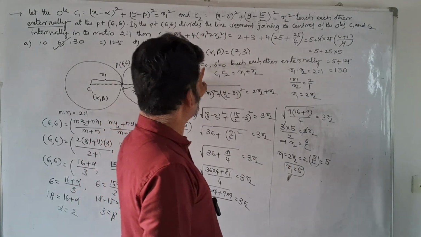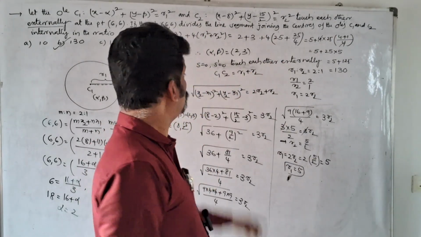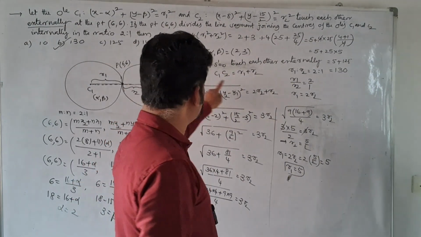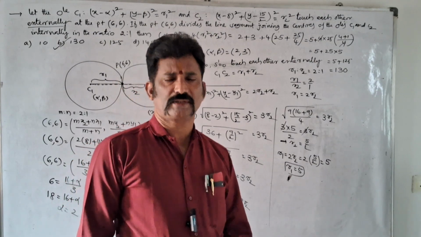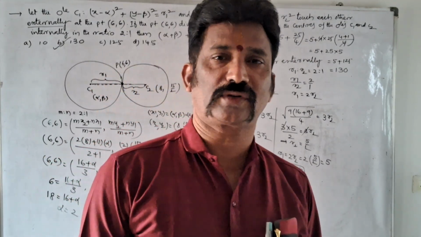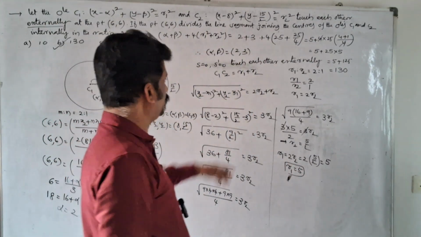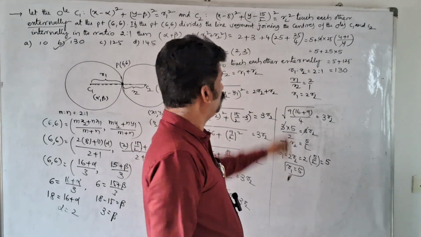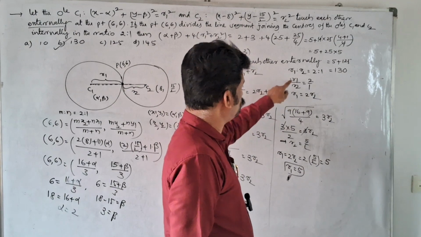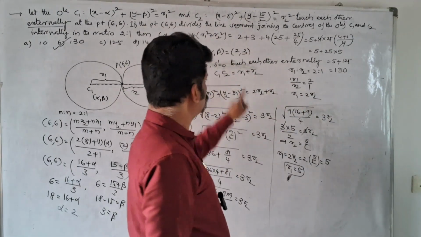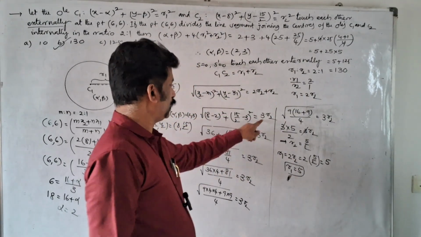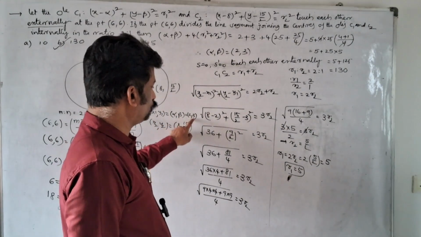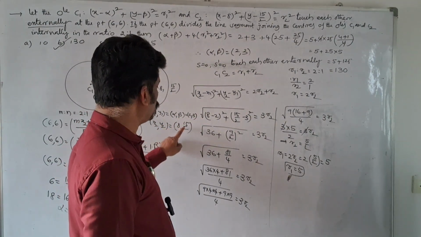Now R1, R2. Two circles touch each other externally. Externally means C1C2 is equal to R1 plus R2. Now C1C2 is the distance between the centers. Applying the distance formula, root over x2 minus x1 whole square plus y2 minus y1 whole square is equal to R1 plus R2. But R1 is to R2 is 2 is to 1, so R1 by R2 is equal to 2 by 1. So R1 is equal to 2R2, and R1 plus R2 is 3R2. Here x1 comma y1 is alpha comma beta equal to 2 comma 3, and x2 comma y2 is equal to 8 comma 15 by 2.